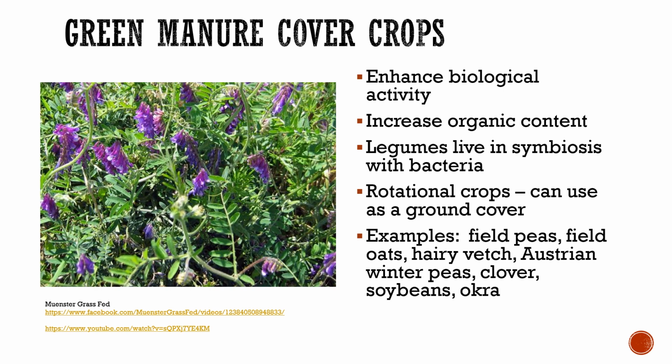She was exactly right. Green manure cover crops will enhance the biological activity of your soil and increase the organic content, especially if you utilize no-till practices or even till it down in there. Legumes live in symbiosis with bacteria. Rotational crops can be used as a ground cover, and examples of that are field peas, field oats, hairy vetch, Austrian winter peas, clover, soybeans, and even, surprisingly, okra.